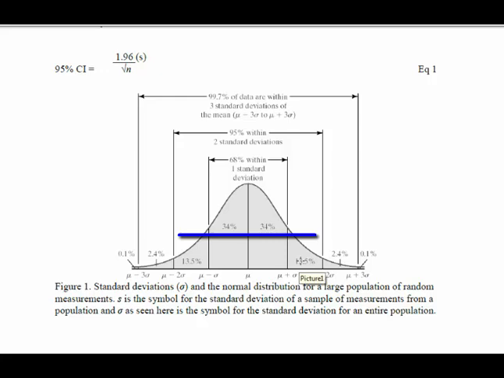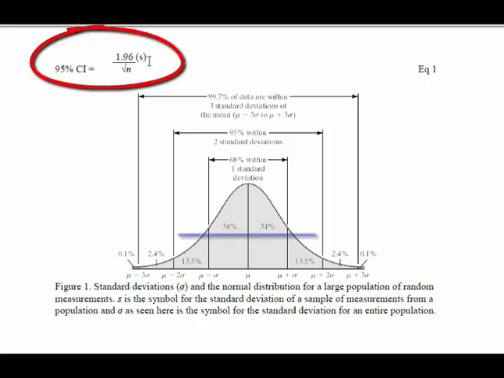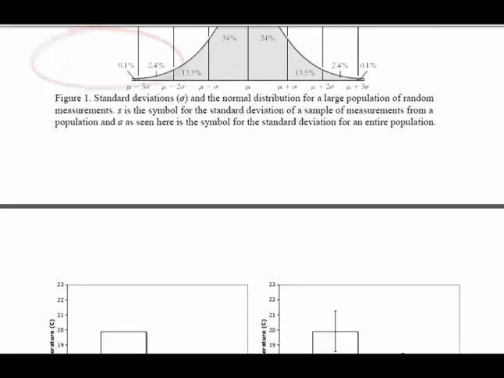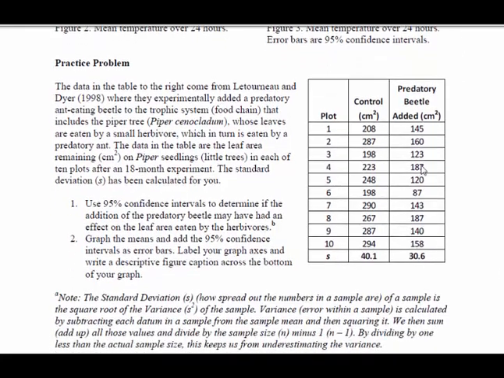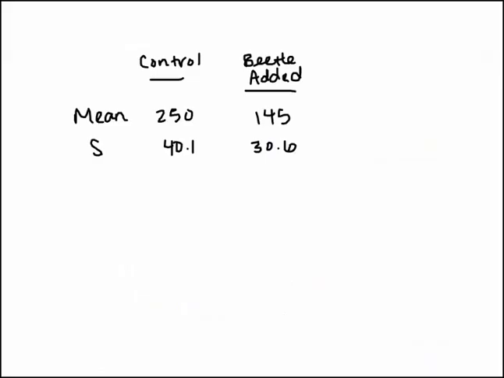We're going to calculate what we call confidence intervals. That way we can be confident that the results we get would fall within two standard deviations of the mean. And we do this by calculating 1.96 times the standard deviation, which in this case has already been calculated for you. Then we divide that by the square root of n, and n is the total number of samples. In this case, there were 10 plots in each group, so n would be 10. So we're going to do those calculations now.